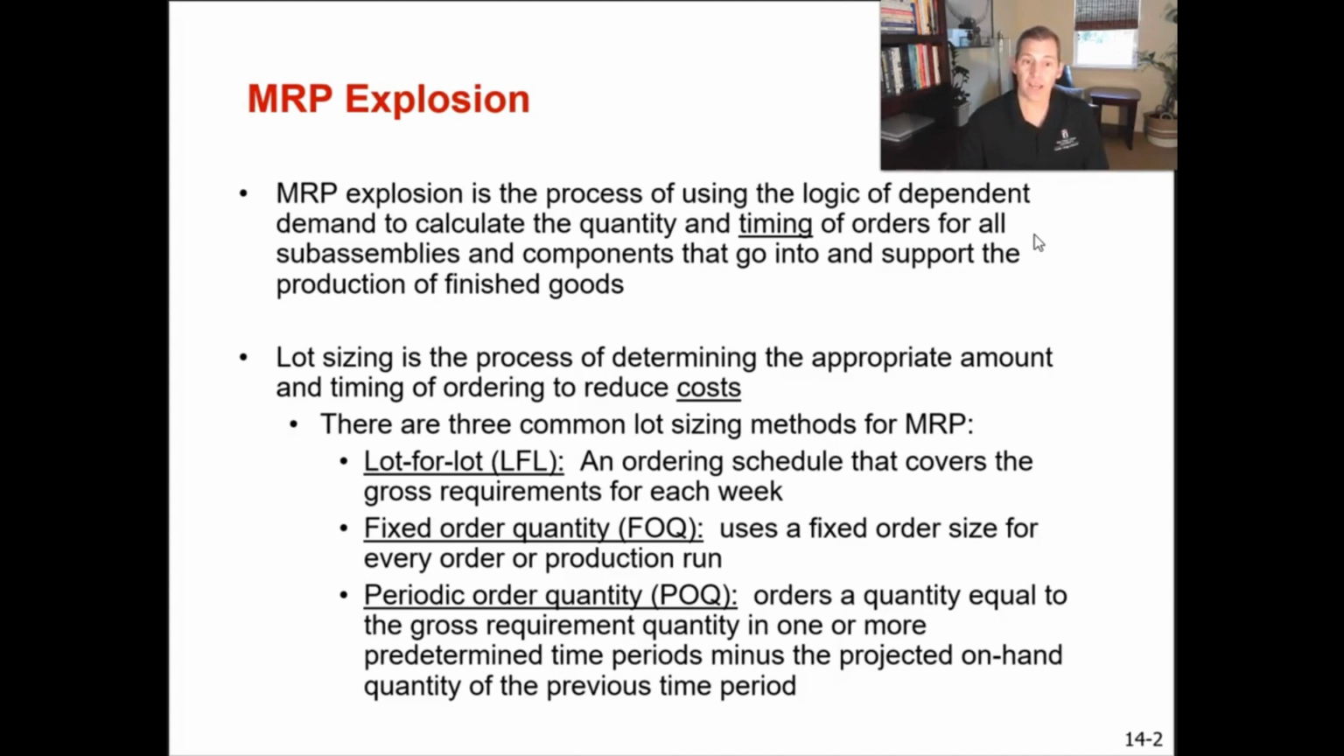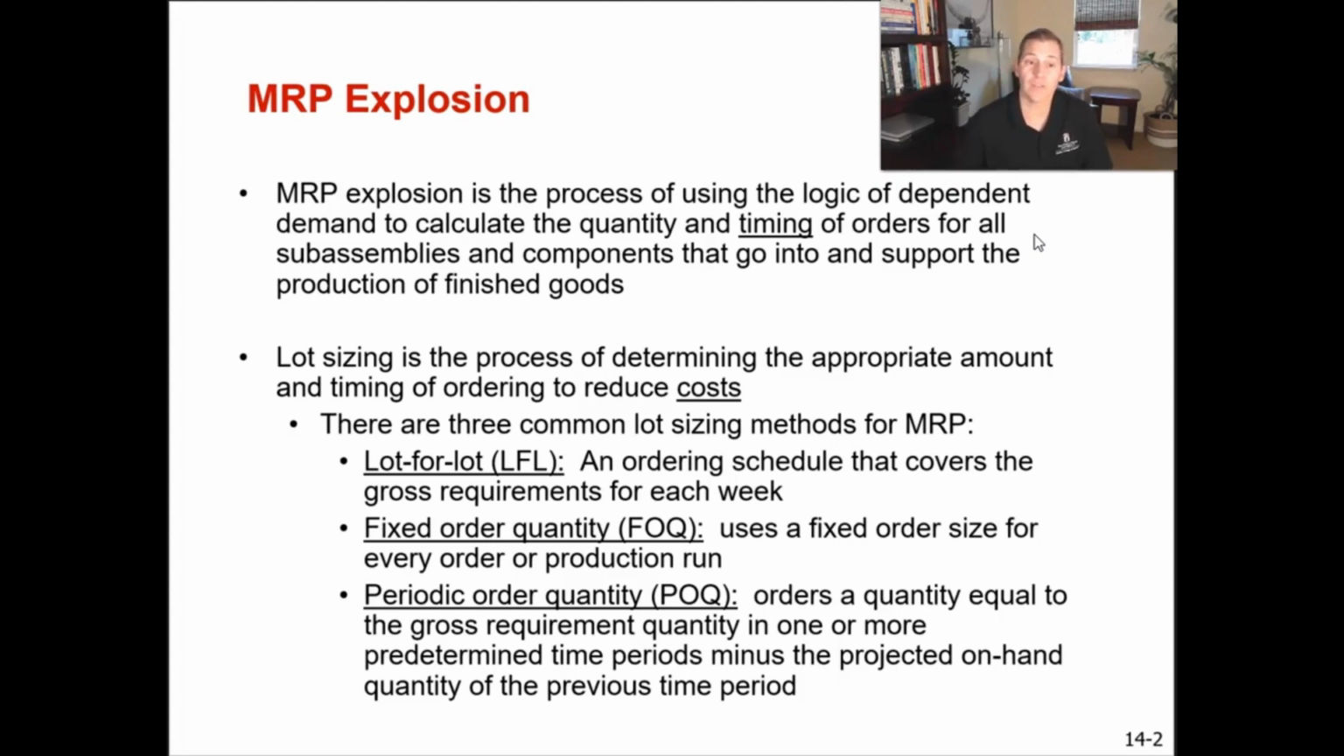So there are 3 different kinds of lot sizes that are used in the MRP explosion. Lot sizing is the process of determining the appropriate amount and timing of ordering to reduce costs. So the first example for this video is lot for lot. Lot for lot is an ordering schedule that covers the gross requirements for every week. So if you need 75, you make or buy 75. If you need 57, you make or buy 57. You make or buy exactly what you need to cover your gross requirements, so your net requirements equal your gross requirements.